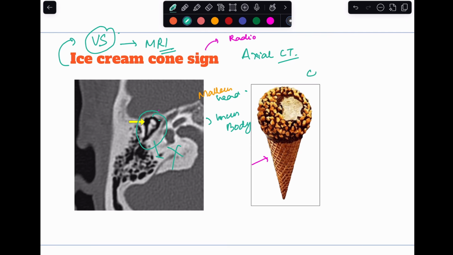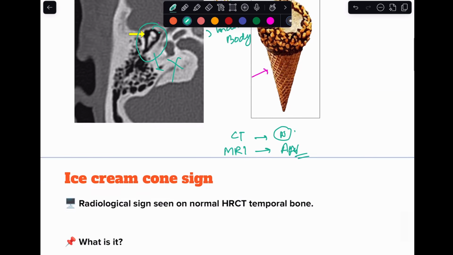This ice cream cone sign on the MRI is indicative of the acoustic neuroma spreading to involve the cerebellopontine angle. So it is very important for you to know the differences between the two ice cream cone signs. The ice cream cone sign that you see on CT is that seen in a normal middle ear anatomy, and the ice cream cone sign you are noting on MRI is indicative of acoustic neuroma. So that's about the ice cream cone sign.